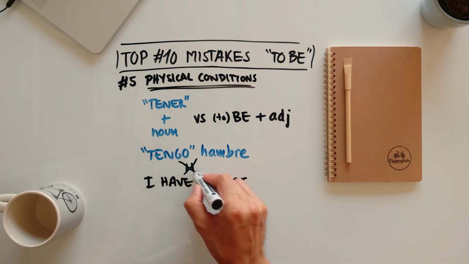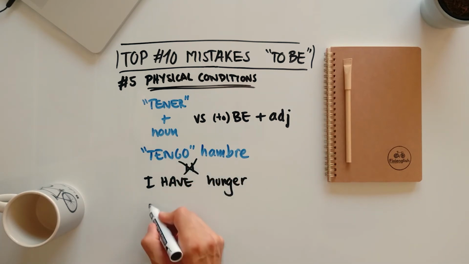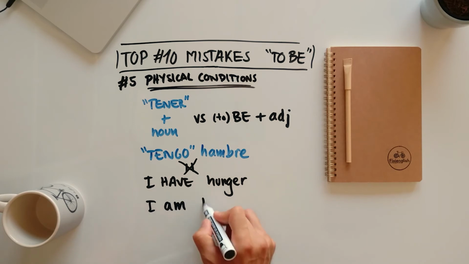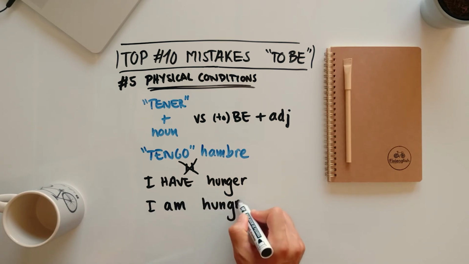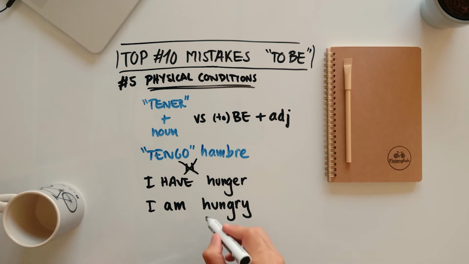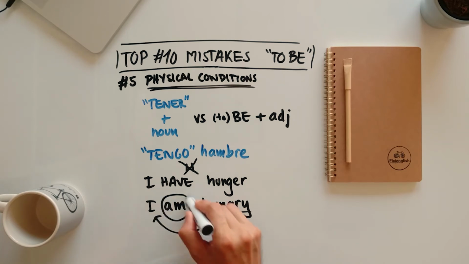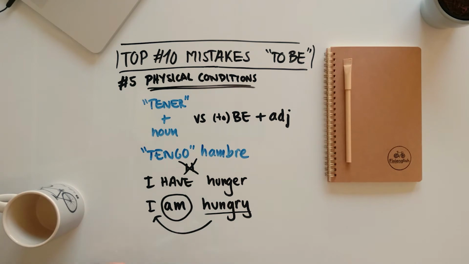But I'm afraid this is wrong. We would have to use the verb to be, I am, and the adjective hungry. This is once again a predicative adjective that is modifying or describing the subject, and the verb to be is acting as a linking verb. What could be some practical examples to express physical conditions in English?